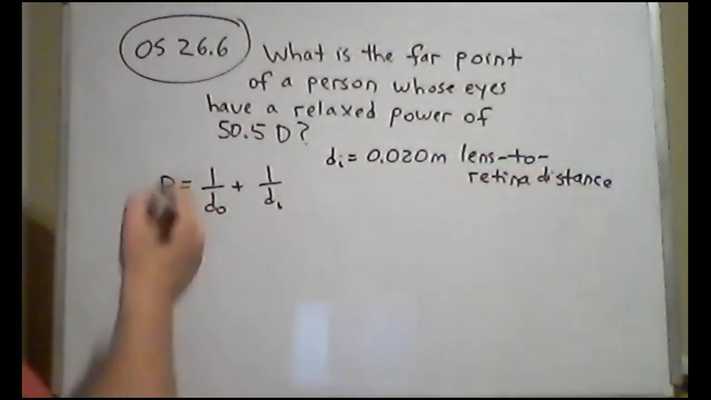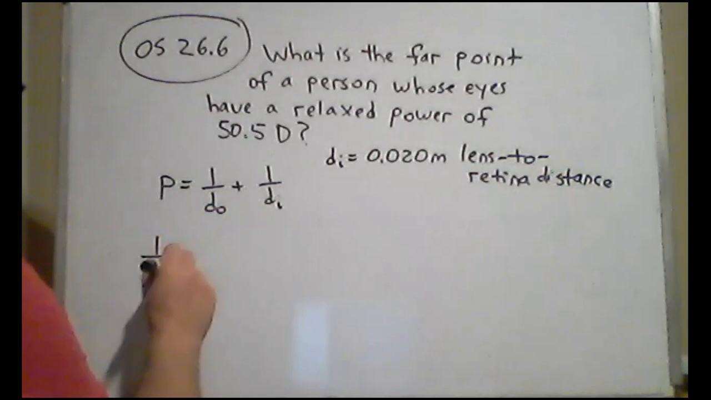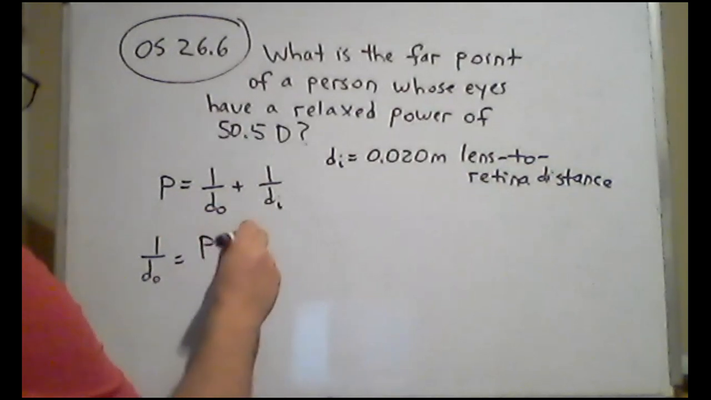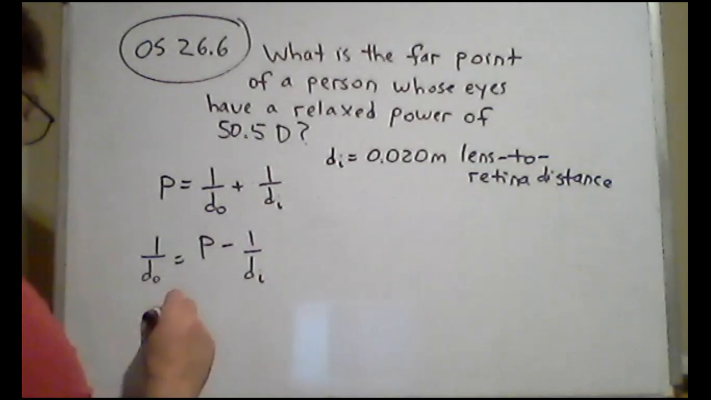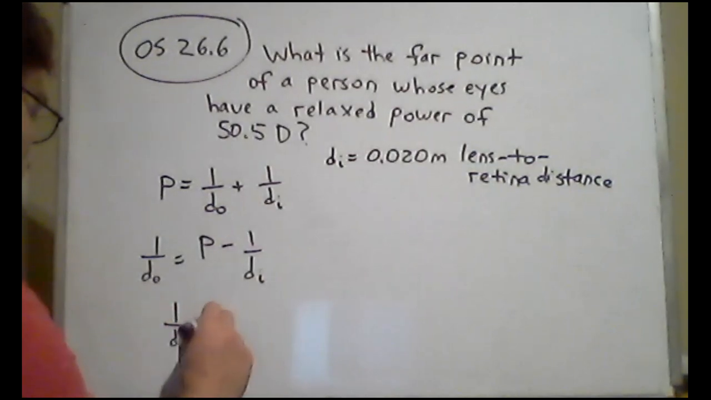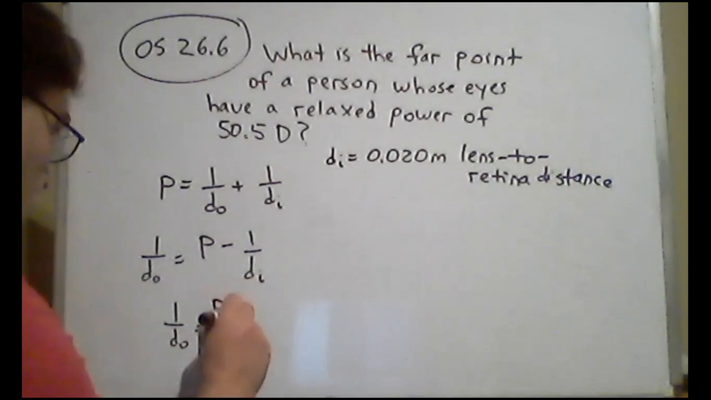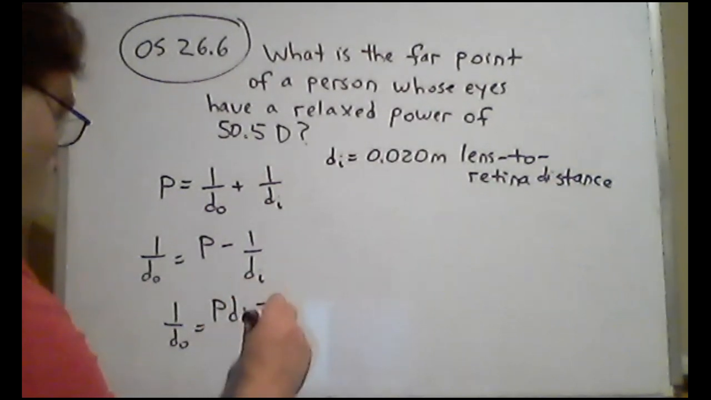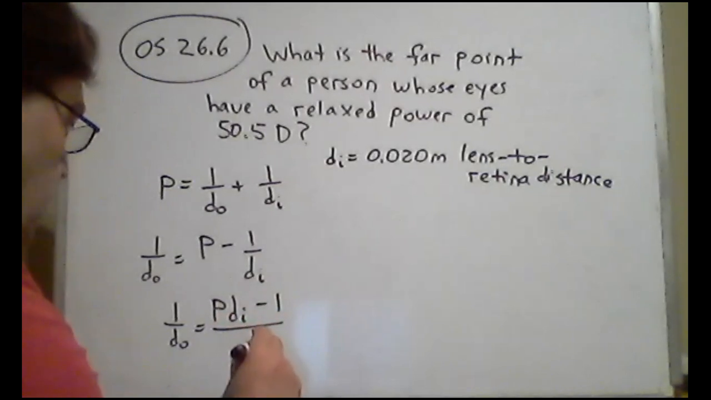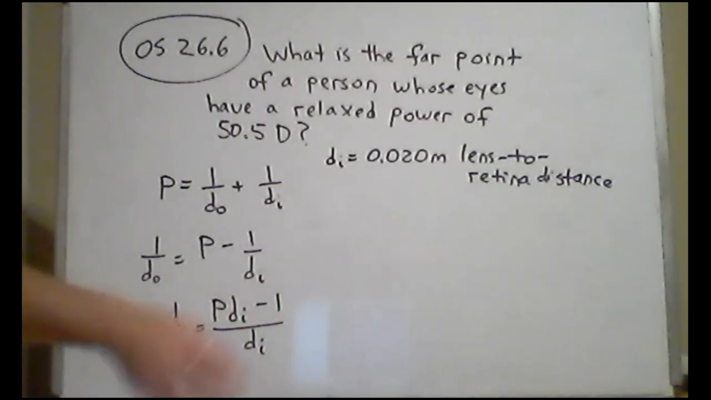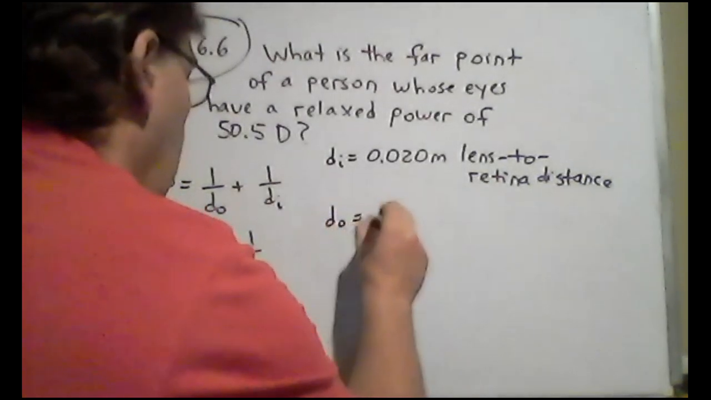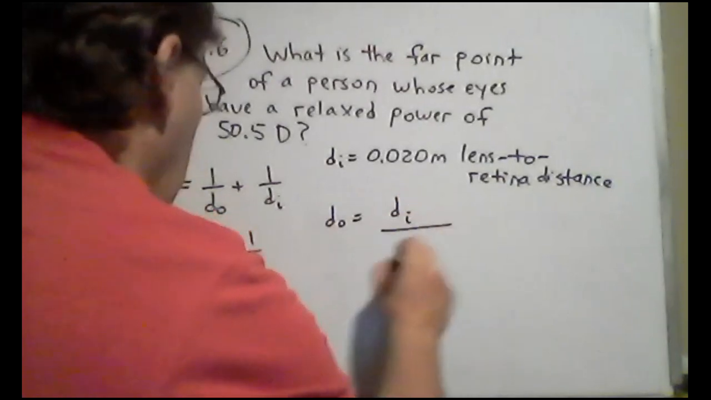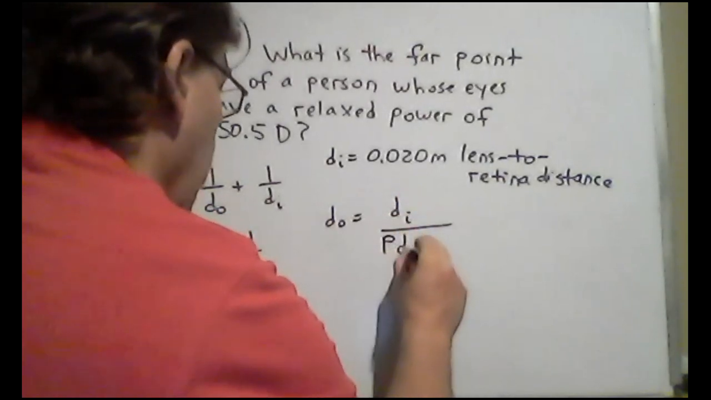All right, so I can solve this. I have 1 over d sub O is going to be P minus 1 over d sub I. I'll get a common denominator, so I can write this as 1 over d sub O is P d sub I over d sub I minus 1 over d sub I, just getting a common denominator. I'll flip both sides, so I have d sub O is d sub I divided by P d sub I minus 1.